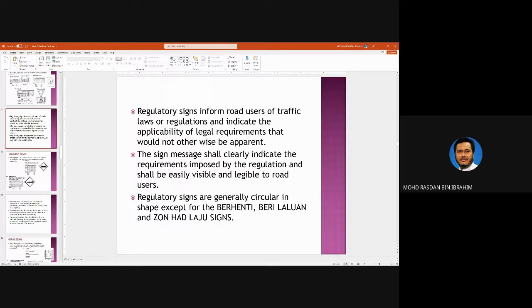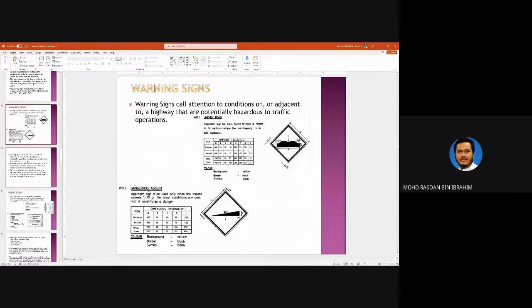So regulatory signs are also circular in shape, except for berhenti, beri laluan, and zon had laju, speed limit signs. And then you have yellow warning signs, normally yellow. It calls attention to hazardous traffic operations. The shape is a diamond shape. Here you have uneven road, dangerous ascent, where you have the percentage of the gradient of the road.